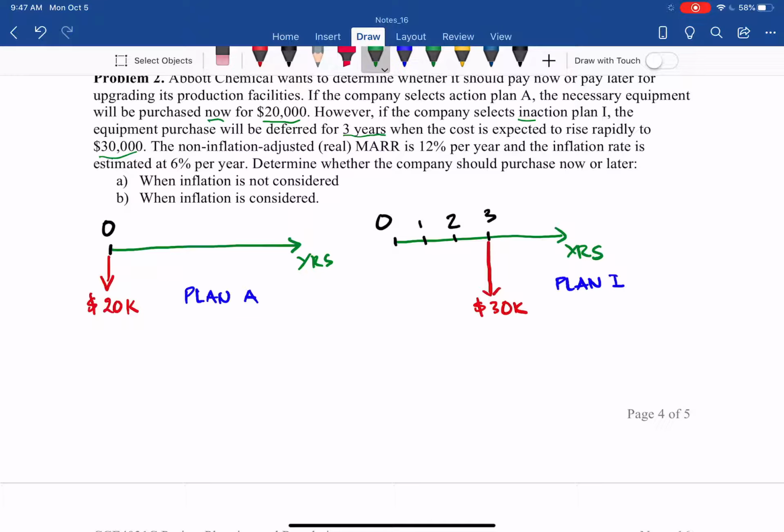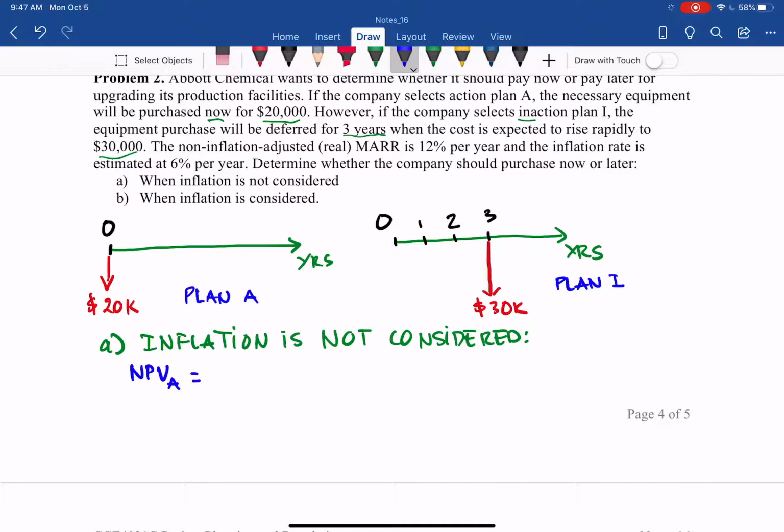So first, A, inflation is not considered. Then, of course, the I that we work on is the MAR, 12%. And like I said, we use the NPV method. So in this case, we have NPV for alternative A. That is the present value now. And we buy for plan A, now it's 20,000. So we don't have to do any conversion. It is negative 20,000. And you can see there.